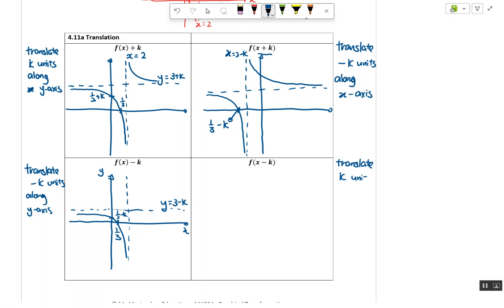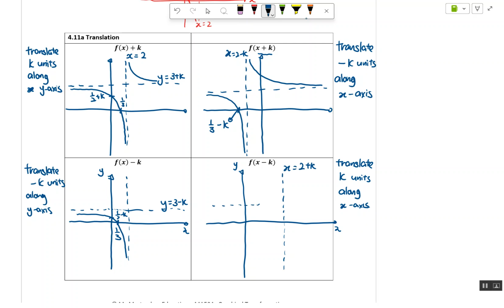Okay, so f(x minus k), this is to translate k units along the x-axis. So that means it moves to the right. The vertical asymptote becomes x equals 2 plus k. The y asymptote doesn't change. Okay, it goes here and it goes here. The y-intercept becomes 1/3 plus k, whereas the x remains at half.